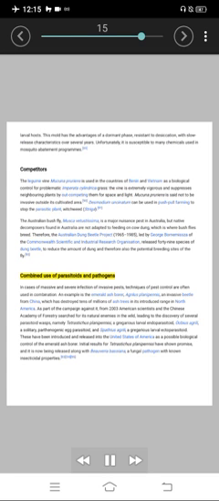In cases of massive and severe infection of invasive pests, techniques of pest control are often used in combination. An example is the emerald ash borer, Agrilus planipennis, an invasive beetle from China, which has destroyed tens of millions of ash trees in its introduced range in North America.